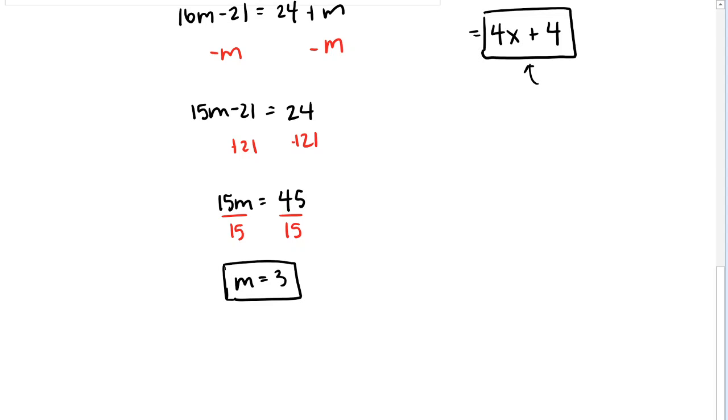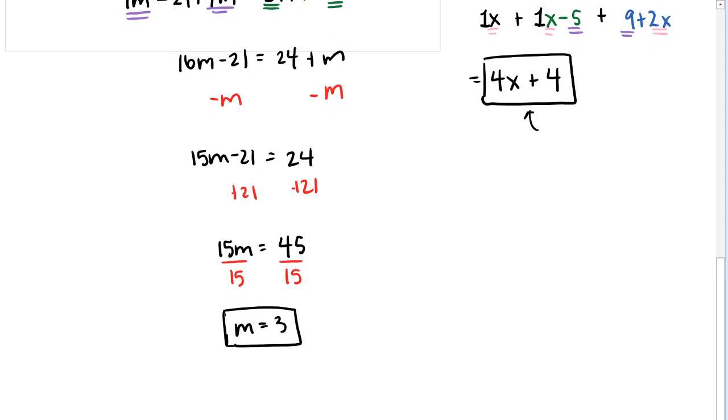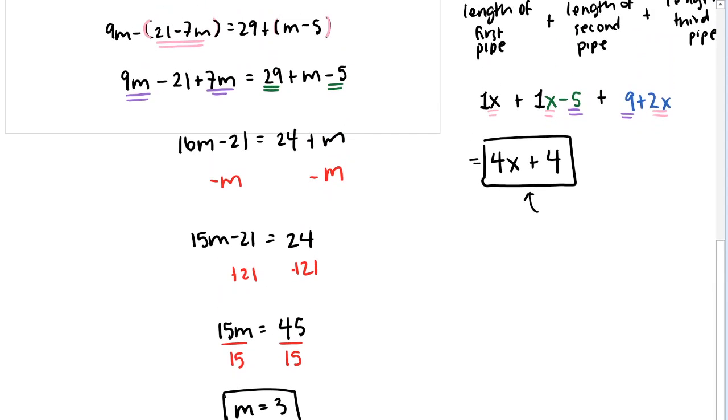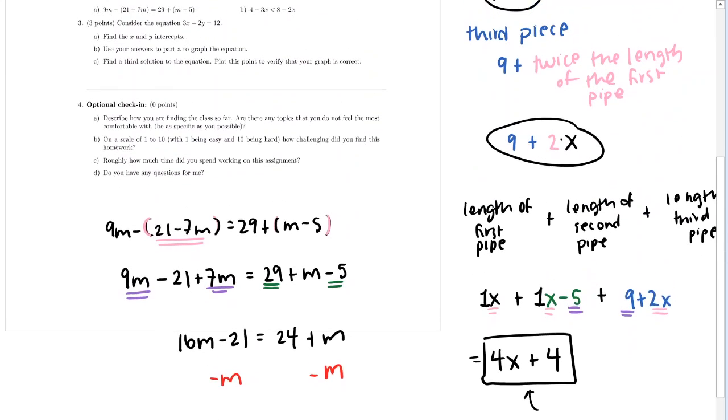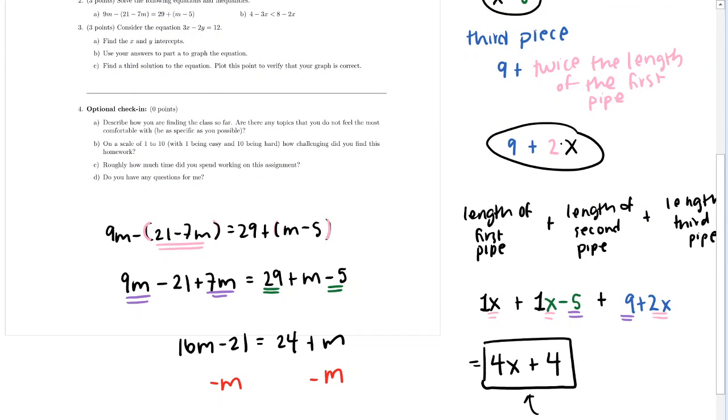This is the value that makes both expressions produce the same result. Both sides of the equation produce the same value. Okay, so that's solving our equation here.